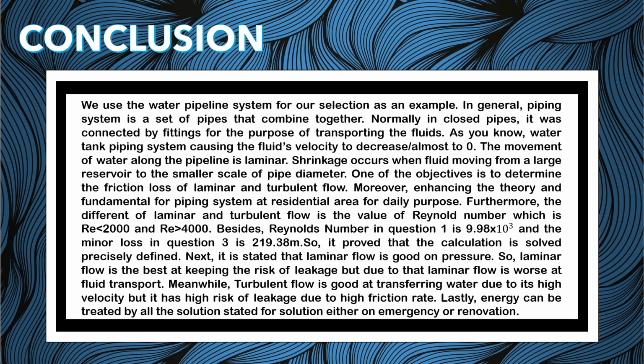Next, it is stated that laminar flow is good on pressure. So laminar flow is the best at keeping the risk of leakage, but due to that, laminar flow is worse at fluid transport. Meanwhile, turbulent flow is good at transferring water due to its high velocity, but it has a high risk of leakage due to high friction rate. Lastly, energy loss can be treated by all the solutions stated, either for emergency or renovation.